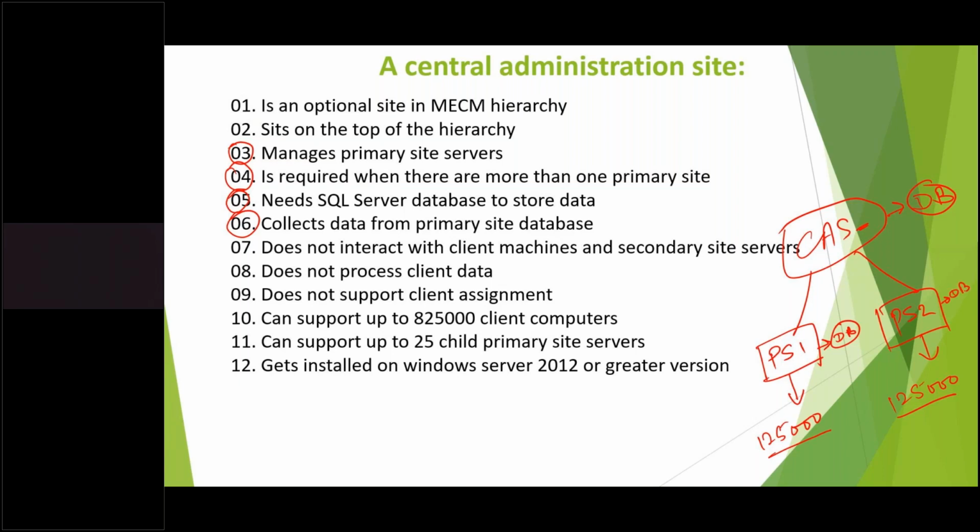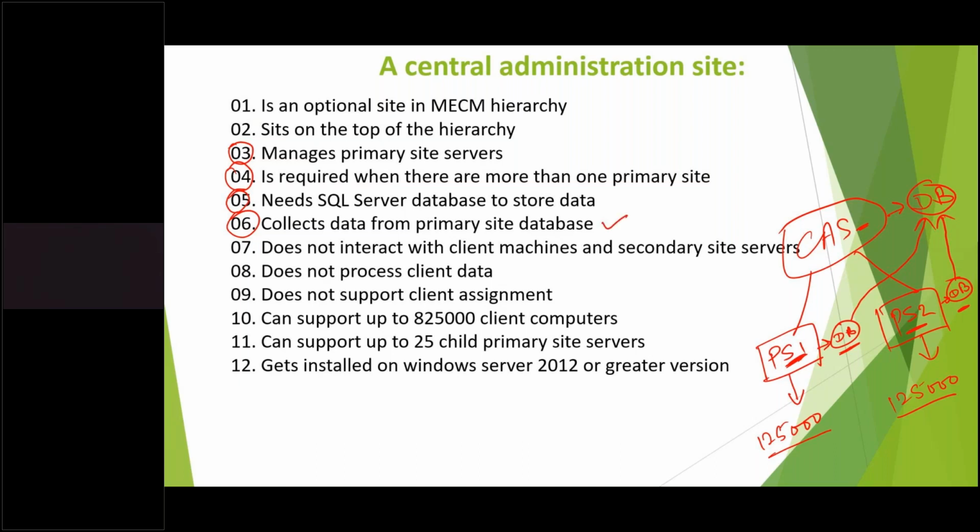So DB, for example, this one is primary site 1, it is storing the data here. Primary site 2, it is storing data here. So central will collect the data from the primary site database. Whatever data the primary collected, it's going to pass on to the central database, like this. So central will be collecting the data from the primary site database.